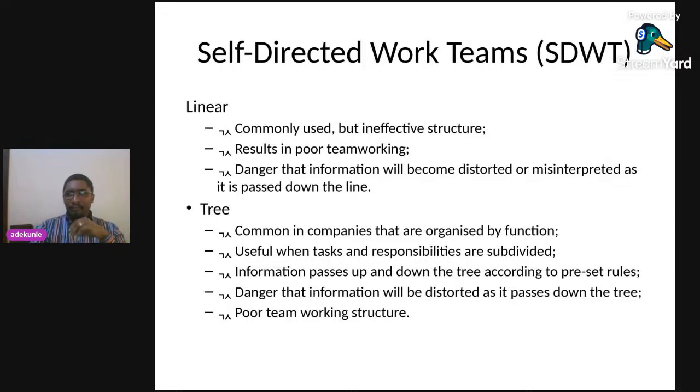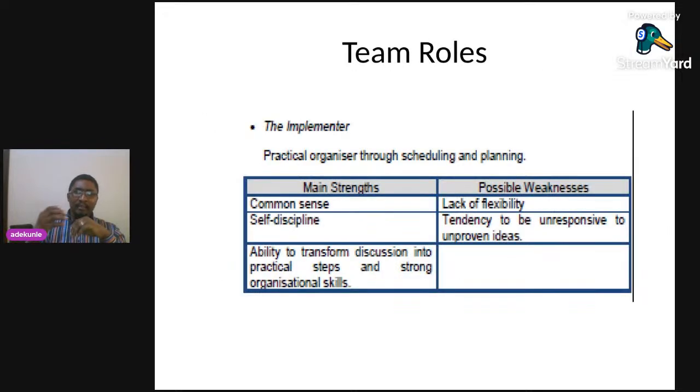Then we can look at this other concept of different team roles you have in an organization. We can have what we call an implementer within a team. This person is a practical organizer. He is thorough. He's a good planner. He schedules a lot, and of course, he has his own strengths. One of the strengths of an implementer within a team is common sense. The person in question is self-disciplined. He has the ability to transform discussion into practical steps because he owns action. He's not looking at talk.